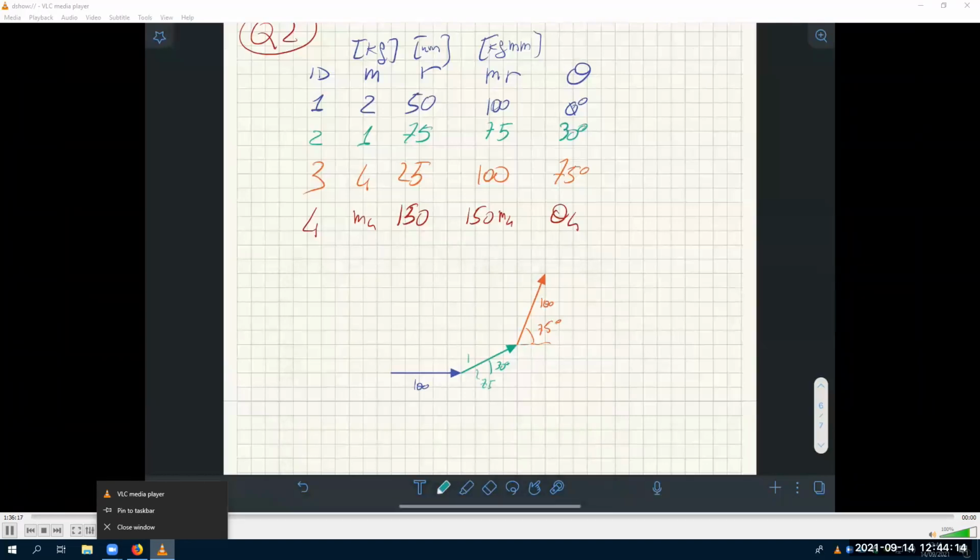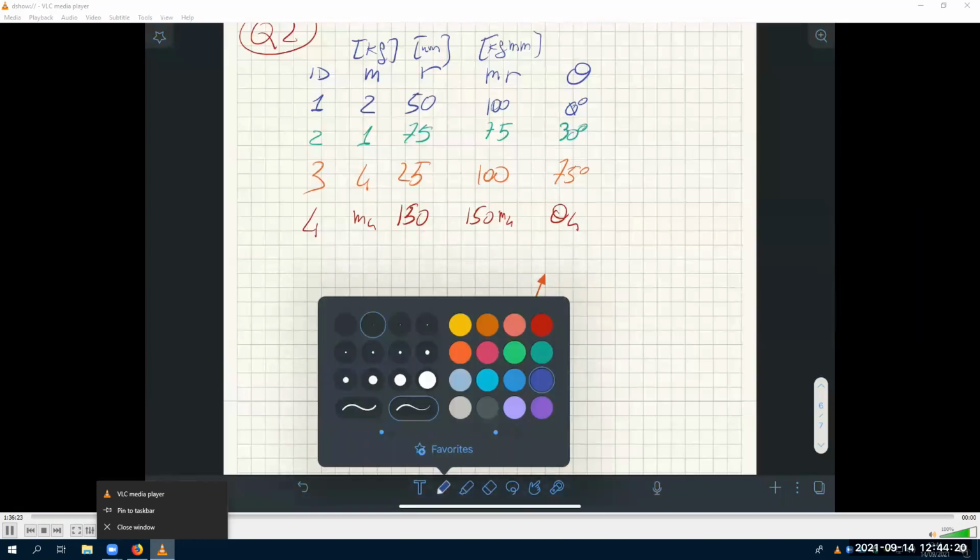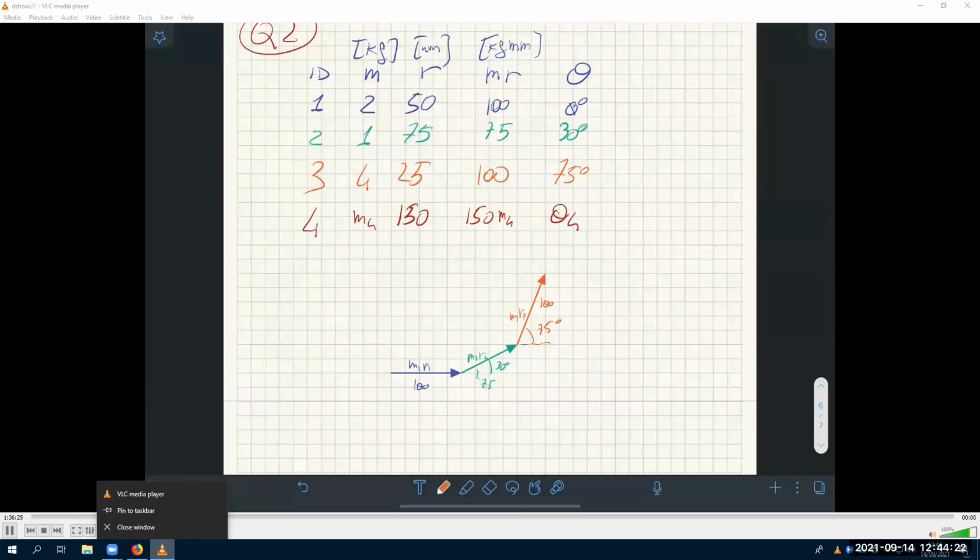And this is M2 R2. This is M1 R1. And this is M3 R3. Okay. So what's the balancing mass? I mean, the fourth one, it's unknown, but we know that it balances everything. So what's the fourth vector? How could it be?